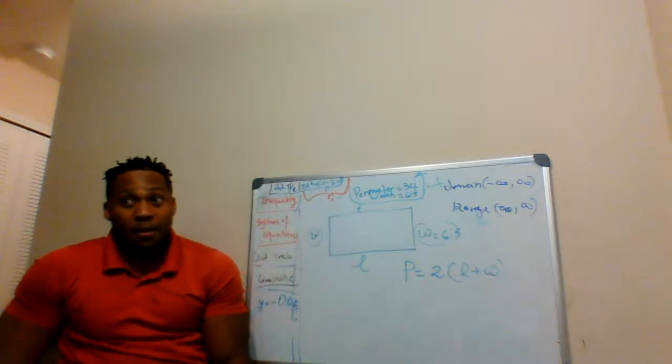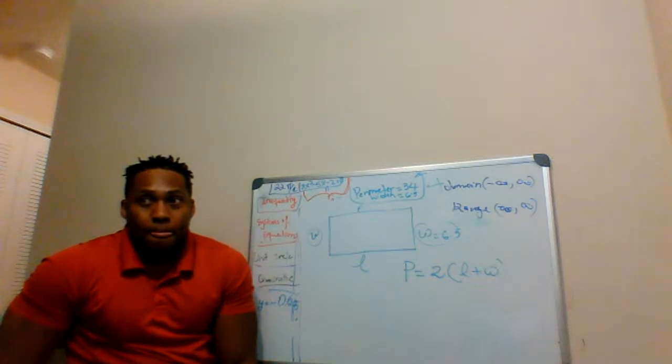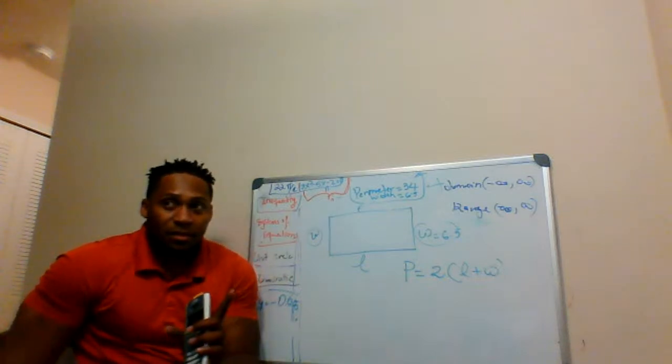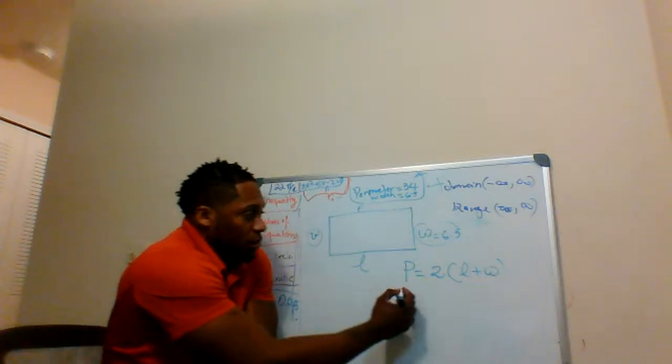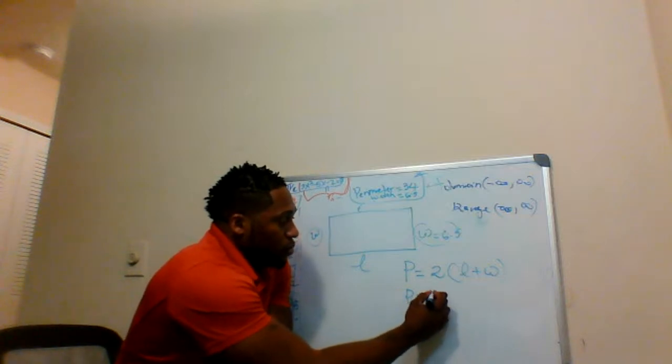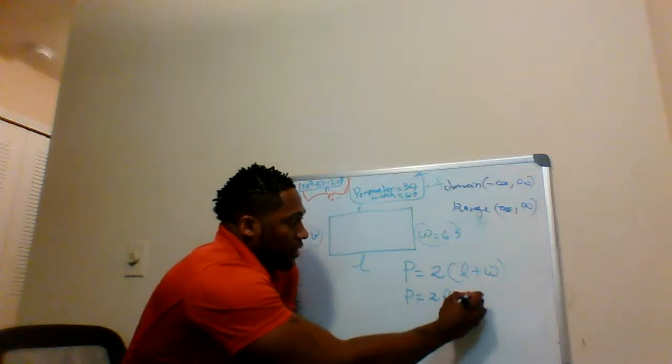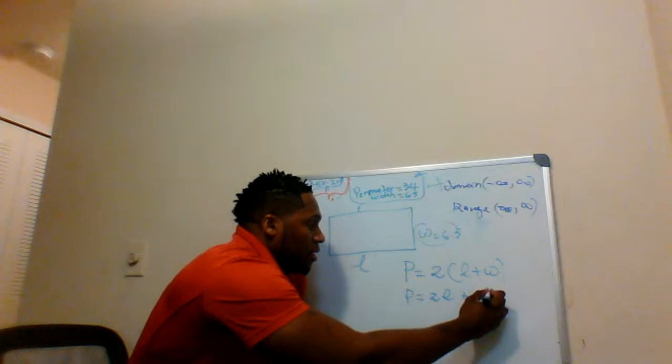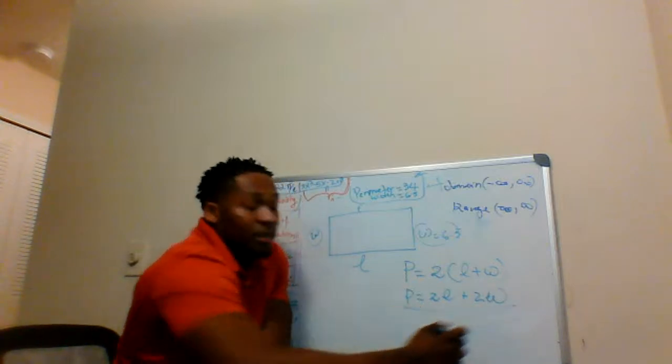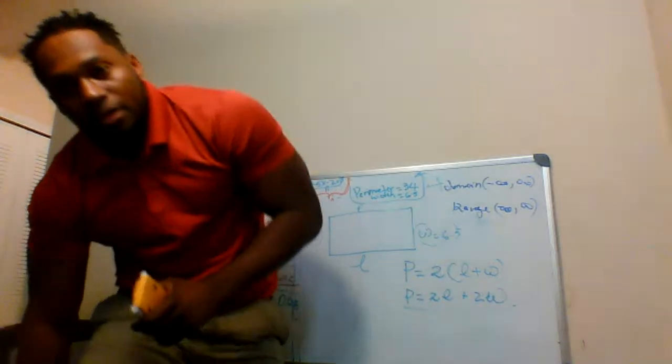Am I making sense? Let me know if I'm making sense. So the perimeter of the rectangle is 2 times the length plus 2 times the width. And then we're almost there. Let me know if I'm making sense so far.